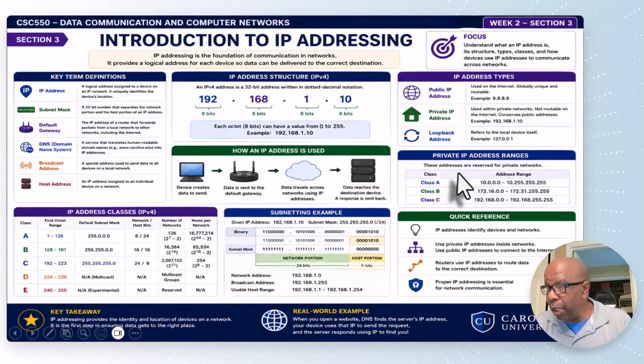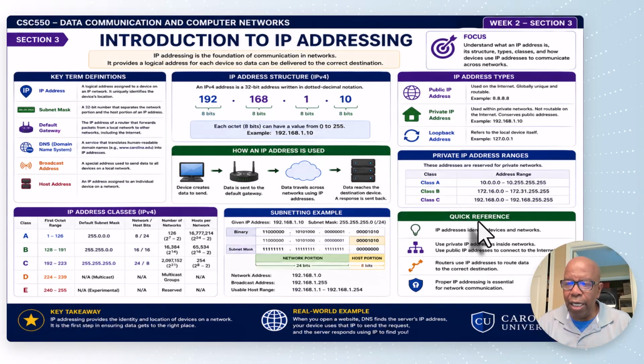Okay, when we're talking about classes, we're going to talk about that next, so I'm going to hold off on that. But basically what is it saying here? A class is basically a classification of various IP addresses, and how a range of IP addresses are reserved for specific purposes. Okay, and that's what we're going to be talking about with classes.